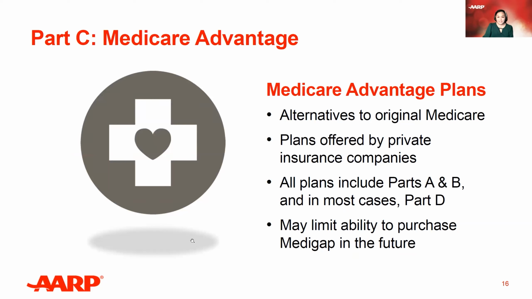Going on to Part C. So Medicare Advantage, I'm going to take a step back, is a total other pathway, not so much a subpart, but a pathway for Medicare on how one can get their Medicare coverage. Medicare Advantage plans is what Part C is. It's an alternative to original Medicare. Plans are offered by private insurance companies. All plans include Parts A and B, and in most cases, Part D.